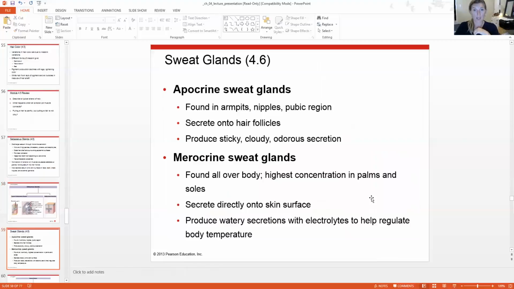Let's move on to sweat glands. There are apocrine and merocrine sweat glands. Apocrine sweat glands are the really stinky sweat glands. These are the ones in our underarms and our pubic areas, right? This is where the sweat is actually going into a hair follicle. It's a more sticky type of sweat than your merocrine sweat glands. Your merocrine sweat glands are all over your body. This is a watery secretion, and they secrete directly onto the skin surface, not through a hair follicle.